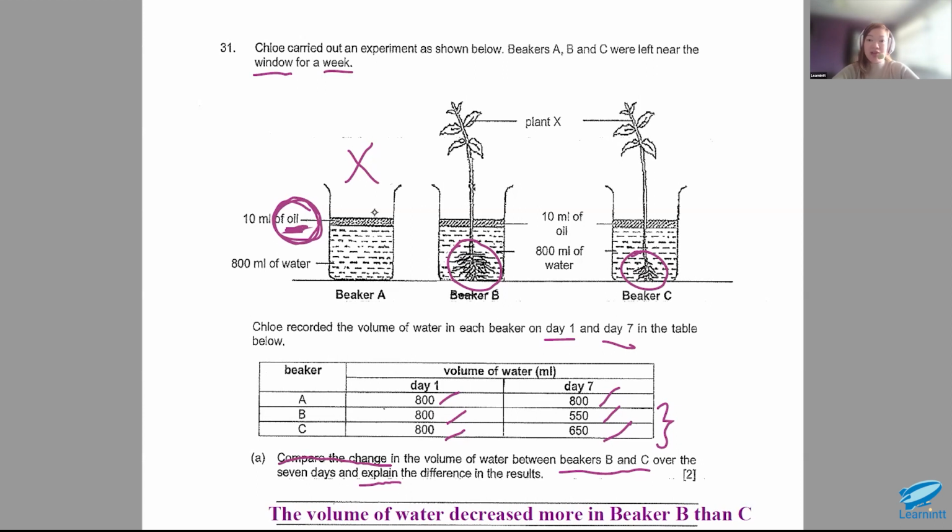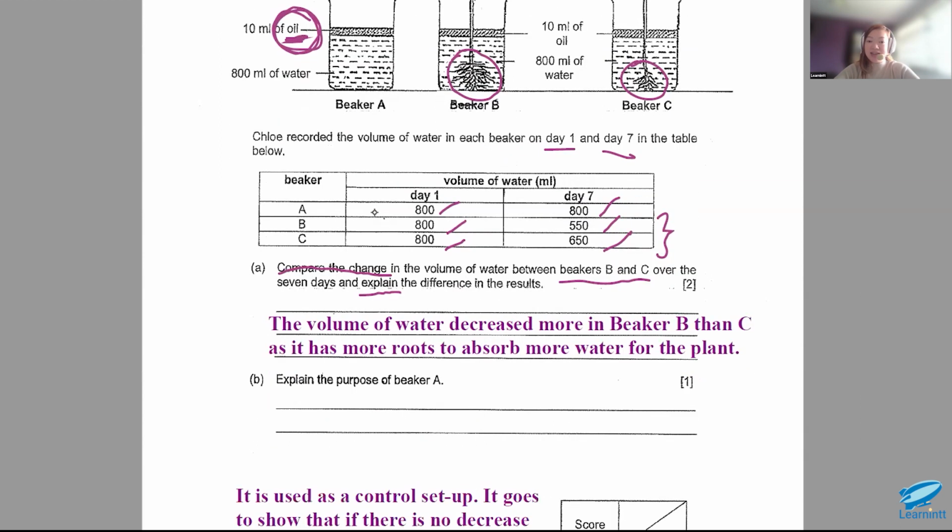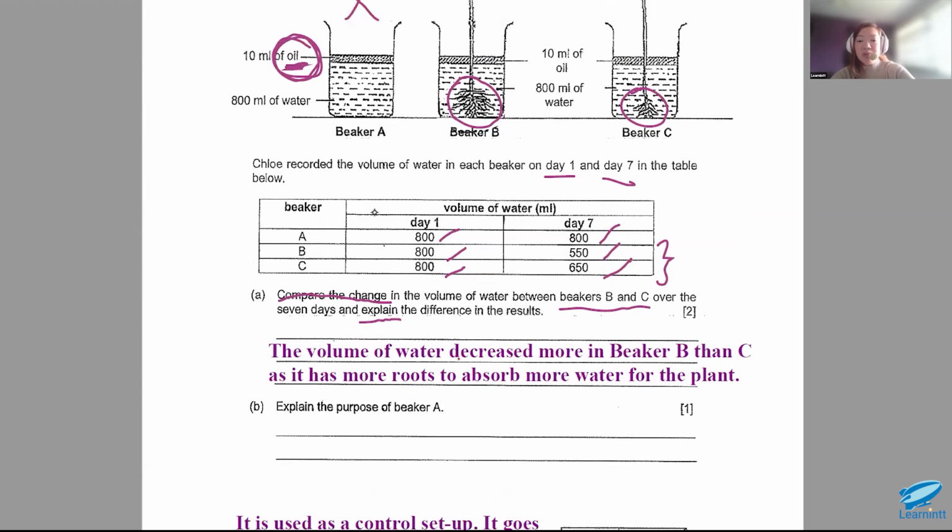Reason: there are more roots to absorb water for the plant in beaker B. Now, what is the mark allocation like? All right, so the volume of water decreased more in beaker B than C. Why? More roots to absorb more water for the plant. Now, it is a 2-mark question, all right?